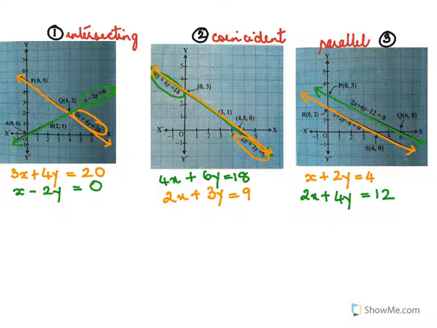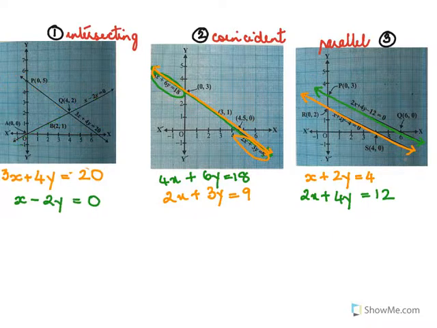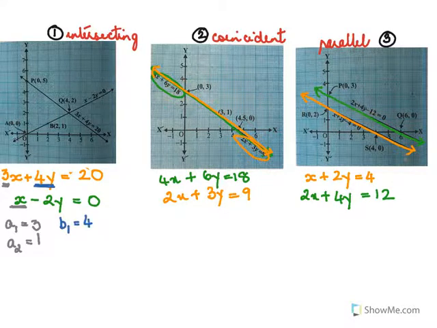Now let us examine the first one. The first equation is 3x plus 4y equal to 20. This is my x term, and my a1, the x coefficient, is 3. In the second case, this is my x term, and I write a2 as my coefficient of x, and that is 1.